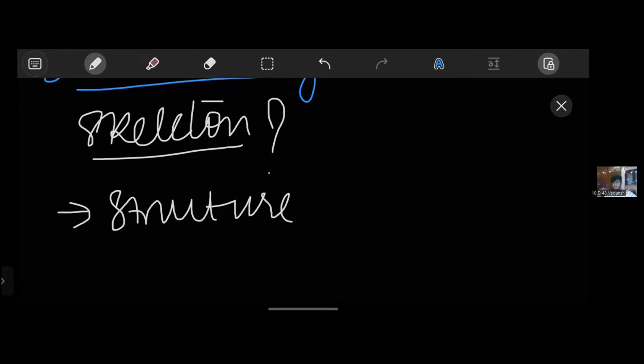It is a structure. Look at me, I am a structure right now. I am an organism. I have a particular structure. My face shape is like this. I have vertebras. My skull shape is the same.